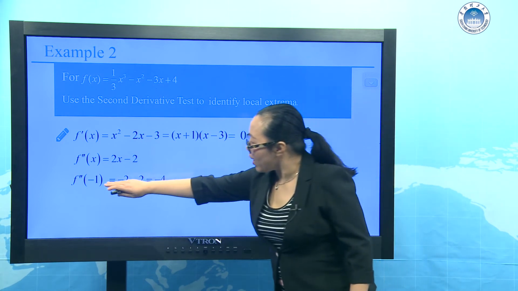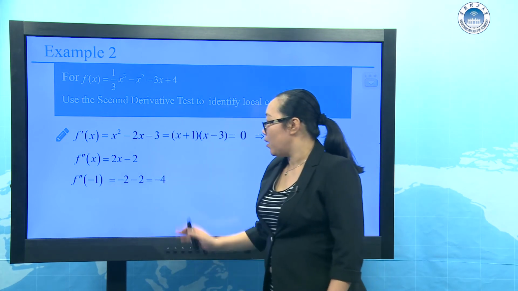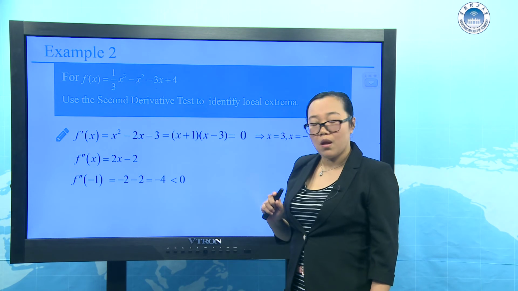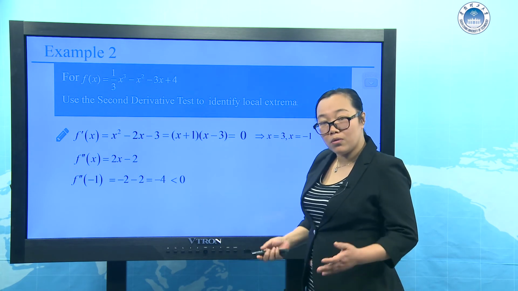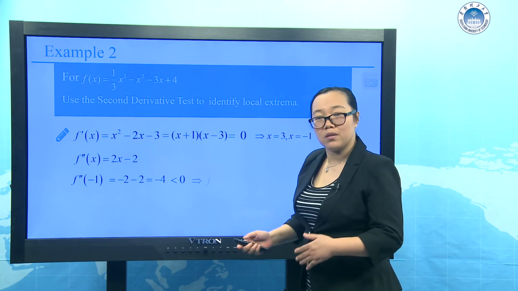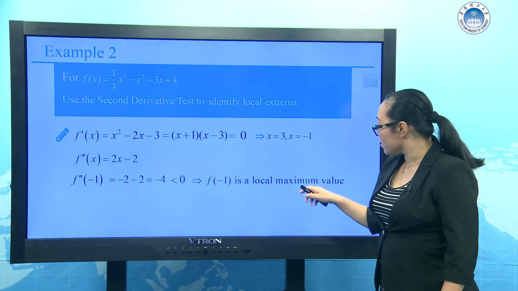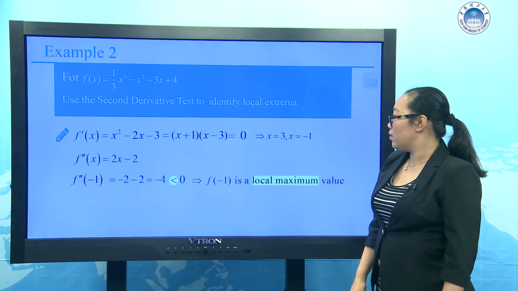So determine the sign of f double prime at minus 1, which equals minus 4. Minus 4 is less than 0. Do you remember? Less than 0 means local maximum. So f of minus 1 is a local maximum value.